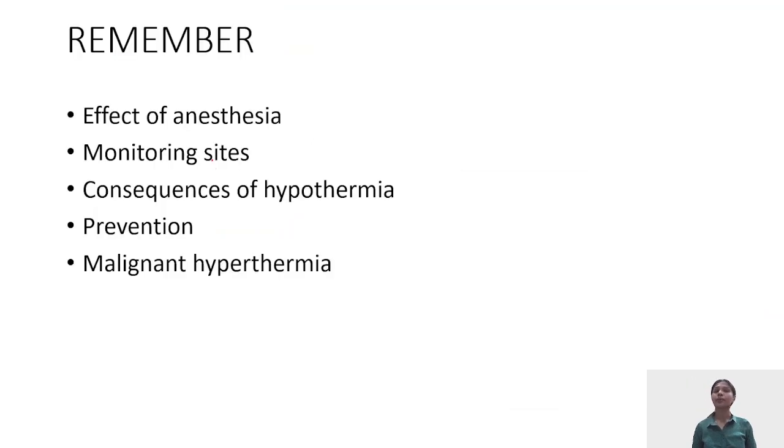So when we talk about temperature monitoring, you have to remember the effect of anesthesia: decrease in shivering, increase in sweating threshold. For the monitoring sites, most important is pulmonary artery, most useful is distal esophagus. You can go for periphery also, but they are unreliable. The consequences of hypothermia. How can you prevent hypothermia? What are the standardizations? What is the OT temperature that has to be maintained? The humidity which has to be maintained? And why infants are more prone to hypothermia in comparison to adults? And lastly, your malignant hyperthermia. That's all for temperature monitoring.